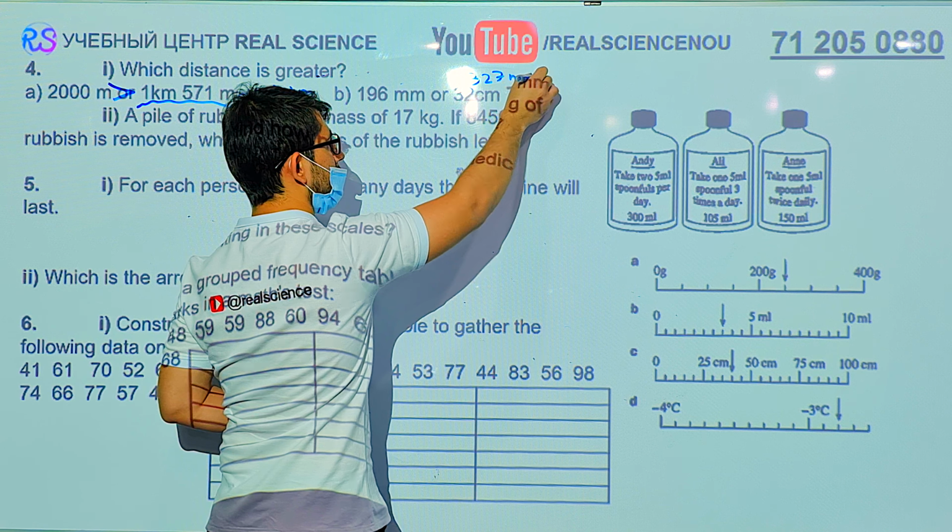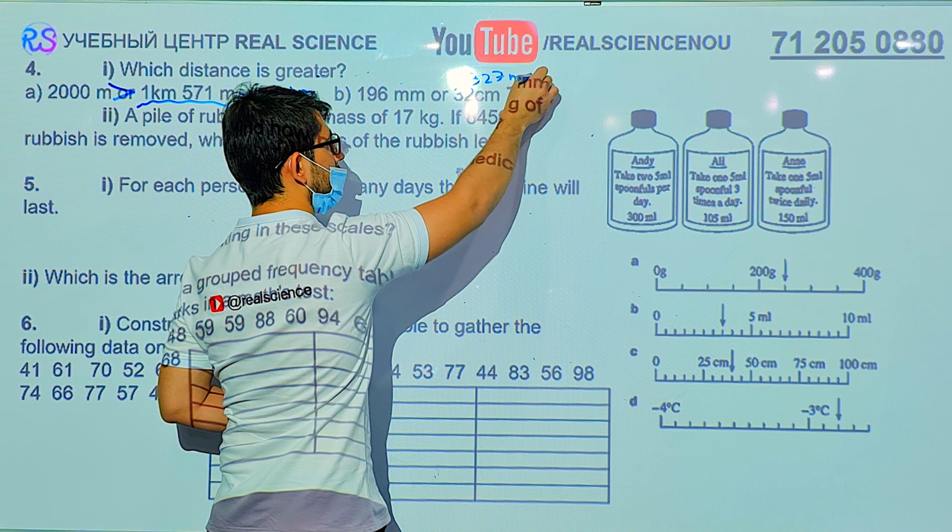300 milliliters divided by 10. And it is enough for 1 month. 30 days, right? About 1 month, right? Because some months have 28 days, 31 days. So 30 days. What about Ali?